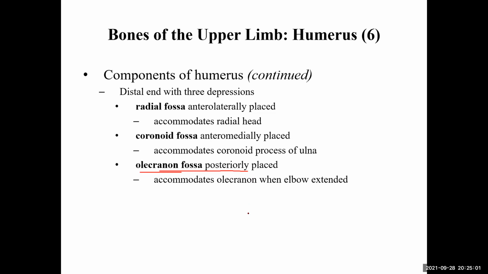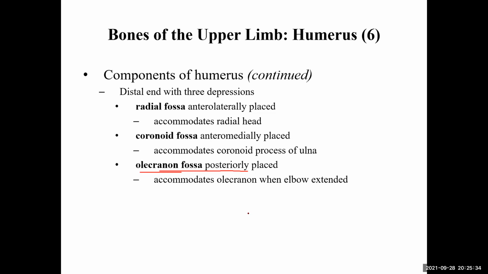And if that fossa wasn't there, you would not be able to fully extend your elbow out straight or close to straight. I can't extend my arm all the way out to 180 degrees. Some people can go past 180 degrees. But if you didn't have the olecranon fossa there, then you would only be able to extend your elbow to somewhere between 100 and 120 degrees. It's because of that fossa, part of the ulna moves into that little depression, and so you can keep extending your elbow.